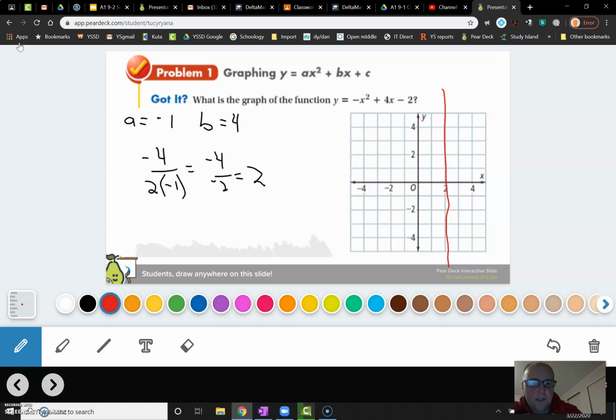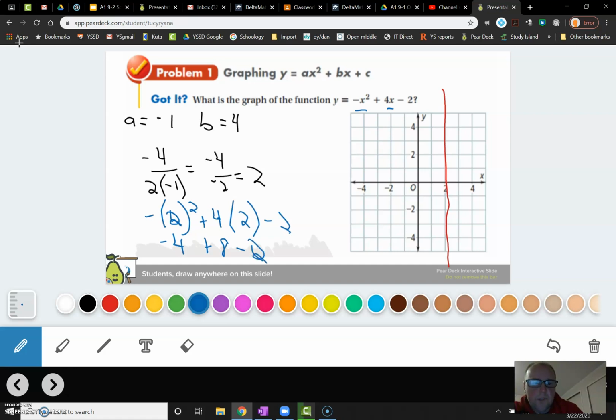Then what we're going to do with it is we're going to plug that 2 in for those x's. So negative 2 squared plus 4 times 2 minus 2. Alright, so 2 squared is 4, so negative 4 plus 8 minus 2.